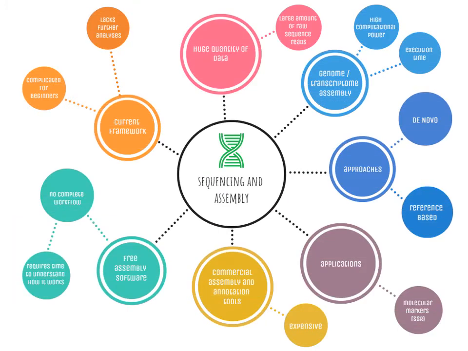Sequencing and assembly requires a huge quantity of data, not to mention high computational power as well as a long execution time. Approaches in assembly include de novo assembly and reference-based assembly. Applications of sequencing and assembly include the production of molecular markers or simple sequence repeats. Challenges in sequencing and assembly include commercial assembly and annotation tools, which are very expensive.